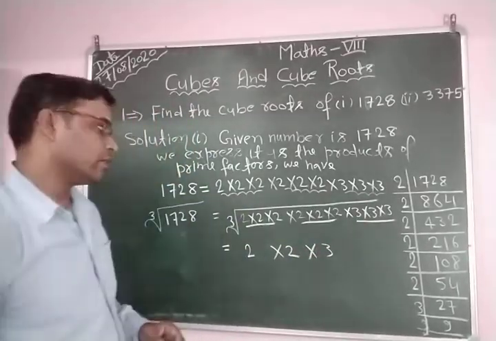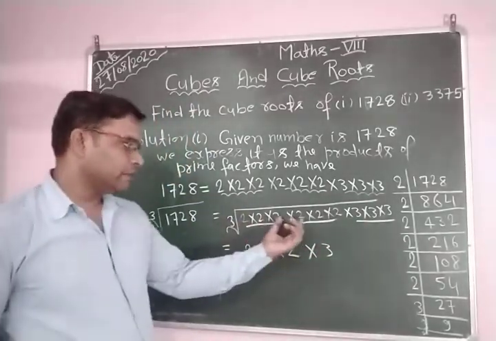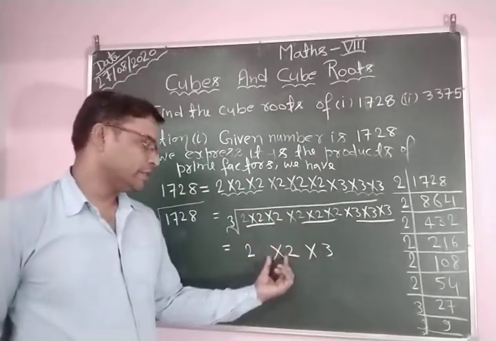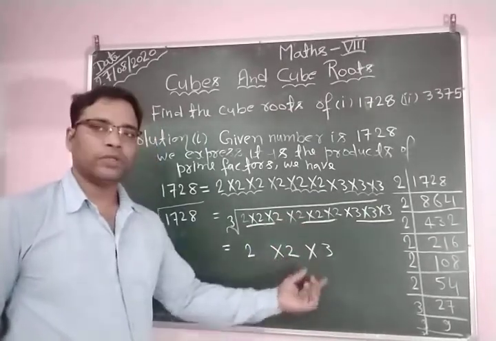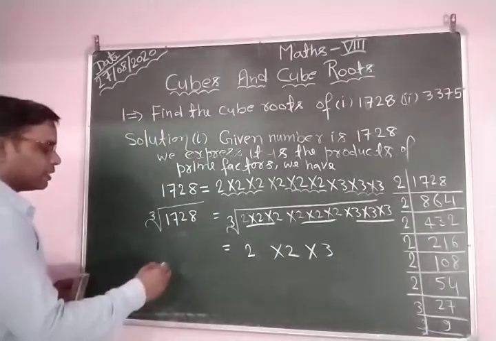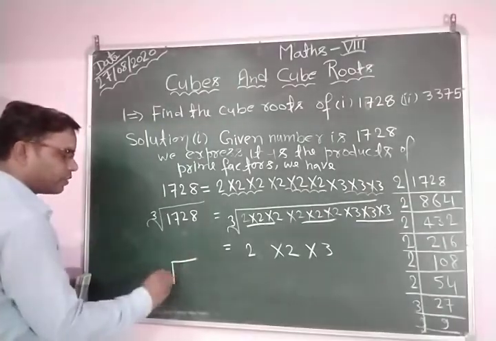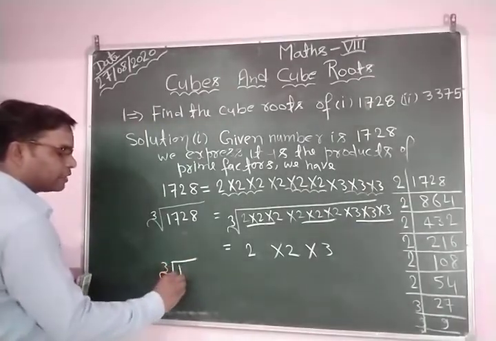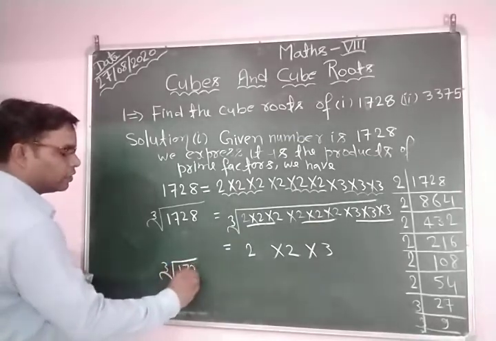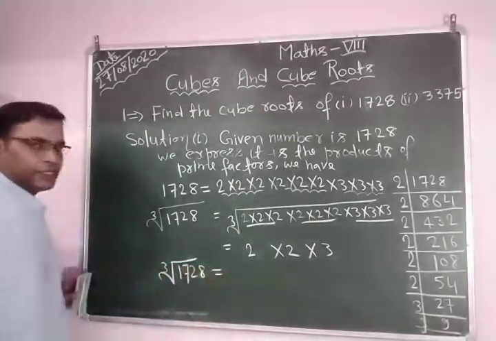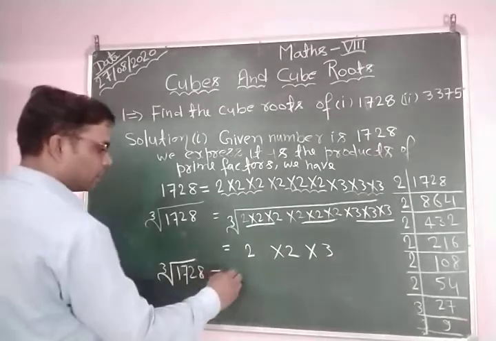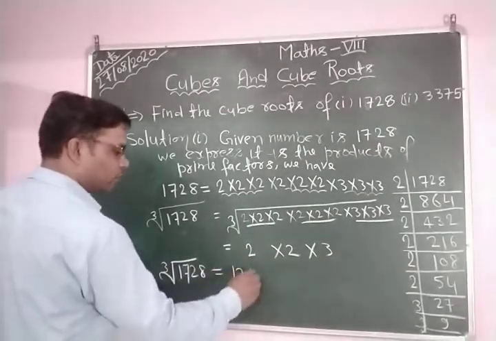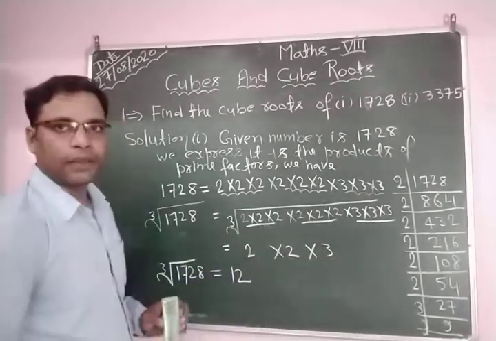The operation between them is multiplication. So we multiply 2 into 2 into 3. So you can say the cube root of 1728 is equal to 12. 2 twos are 4, 4 threes are 12.